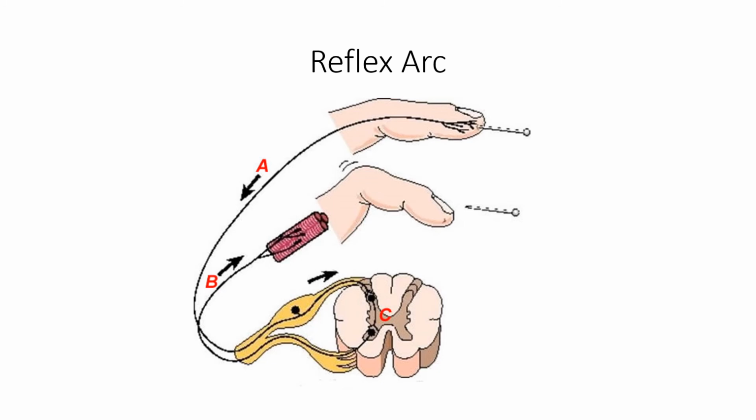Some reflexes travel through your brain, other reflexes travel through your spinal cord, and that's what we're going to focus on here. These reflex arcs here are the ones that travel through your spinal cord. So some reflexes do travel through your brain, blinking, for instance. We're not going to be talking about those here today.